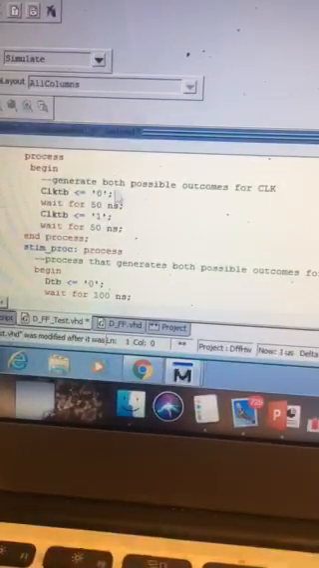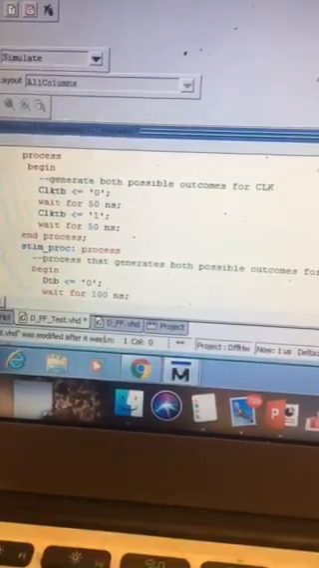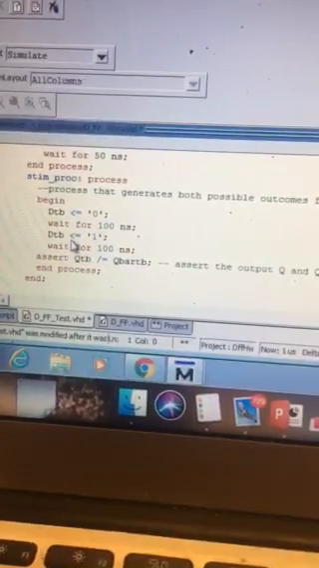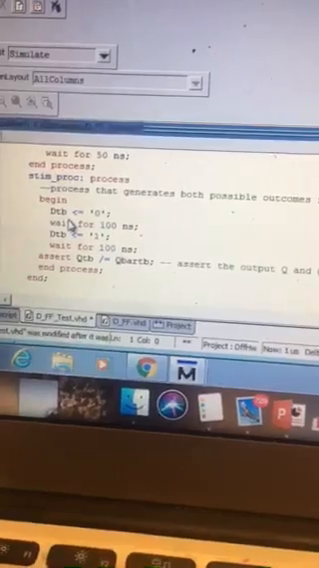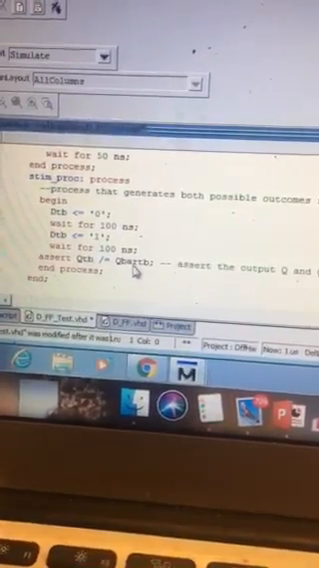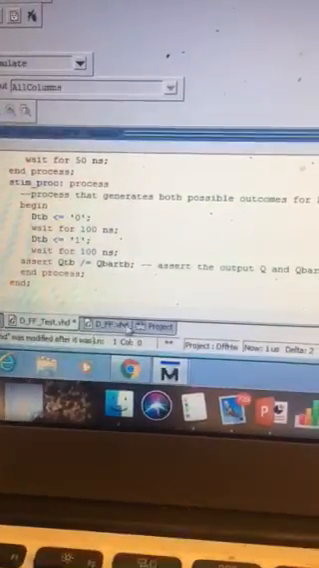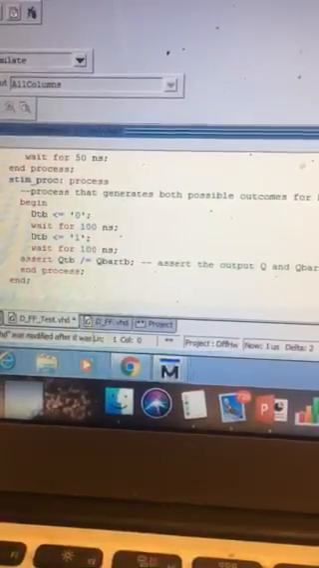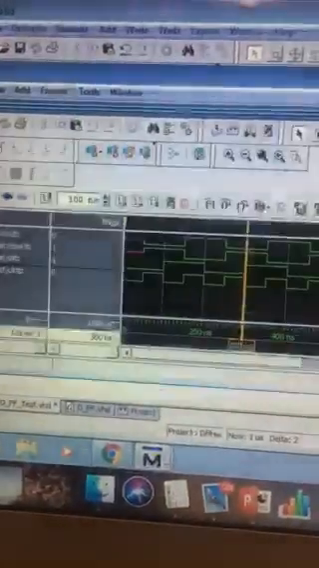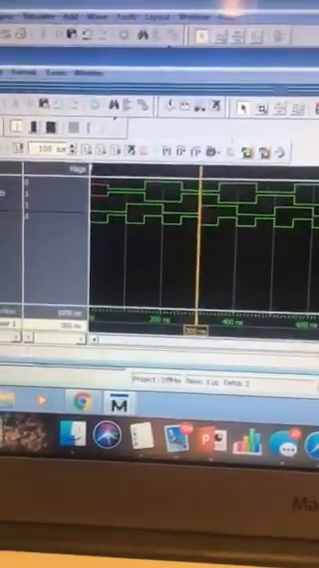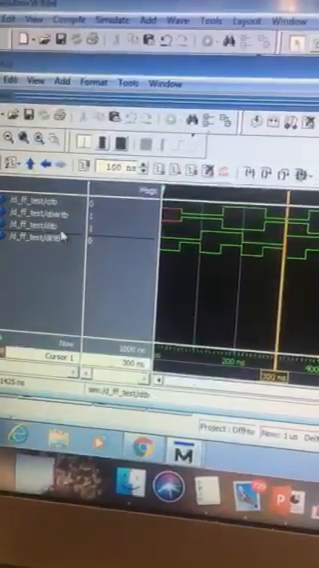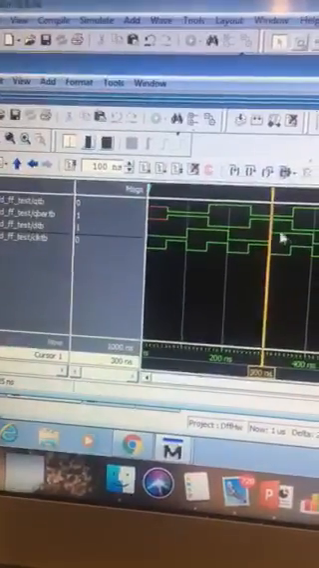We want our clock to move the fastest, and then as our clock moves, we want our D, DTB, to represent our D to move as well, and we'll then assert our Q and Qbar. So here's our simulation. Here we can tell Q is here, this is Qbar, this is D, and this is the clock.